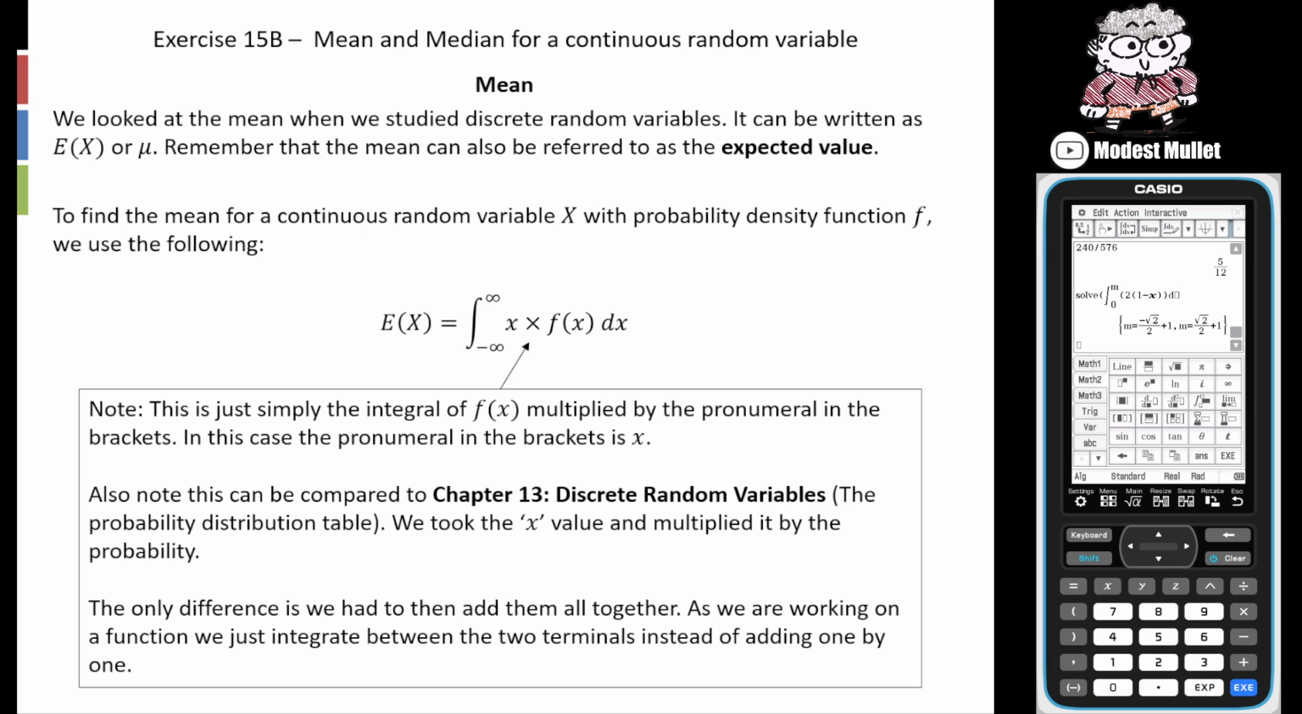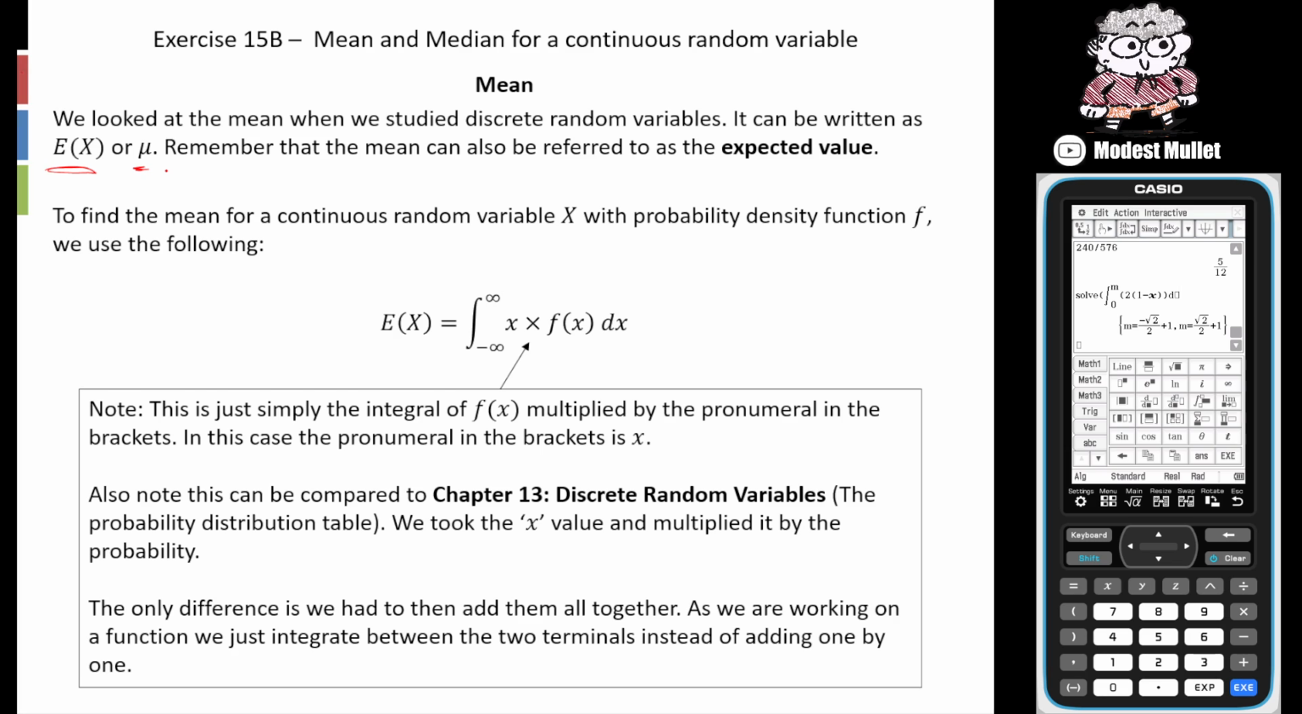So the mean, just like when we looked at discrete random variables, can also be called the expected value. If we carried it out 1,000 times, what's the average value? Or what value would we expect to happen most often? We can write it either as the expected value or as the mean or the average.